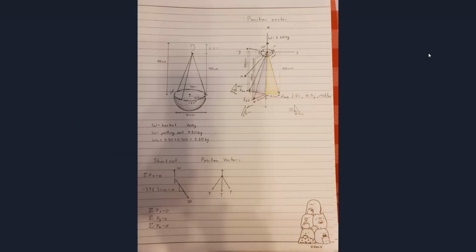For the position vector, point A connects the force of the hook with weight 5.2 kilograms and the 3 tension forces on the chains to be measured. They are all evenly spaced with a radius of 10.5 centimeters on the base and a length of 40 centimeters from point A to the base of the basket.